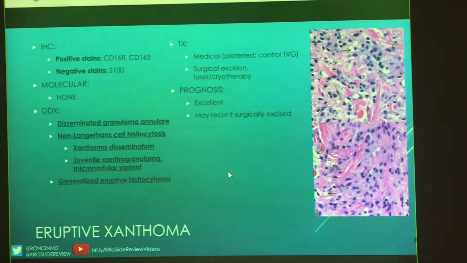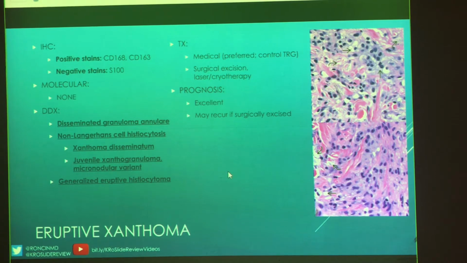So your stains, exactly the same as xanthoma, CD68 and 163. Negative stains, S100, again, no molecular to know. Your differential, disseminated granuloma annulare, non-Langerhans cell histiocytosis, such as xanthoma disseminatum, juvenile xanthogranuloma, but the micronodular variant, and also a generalized eruptive histiocytoma.